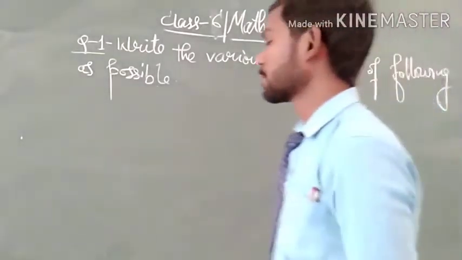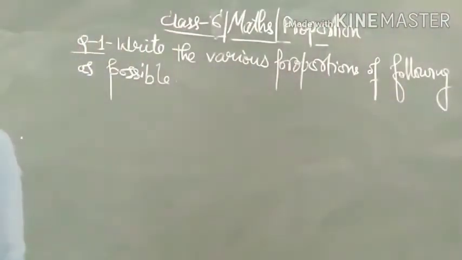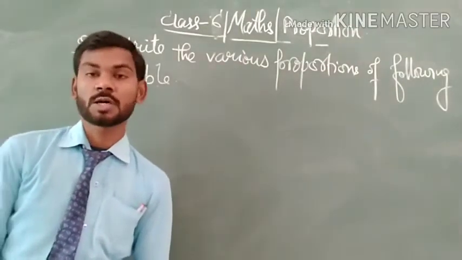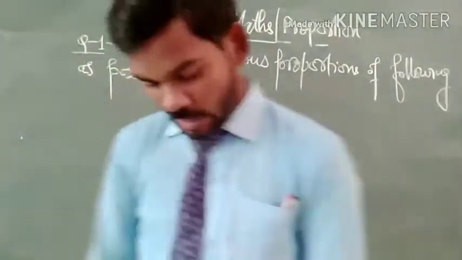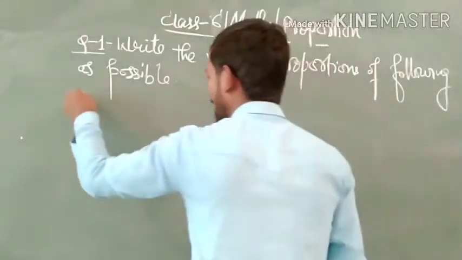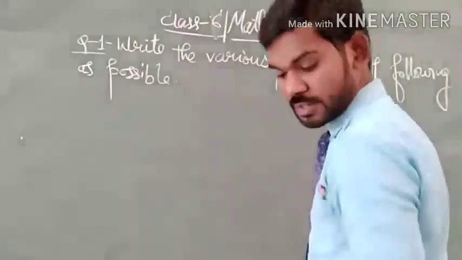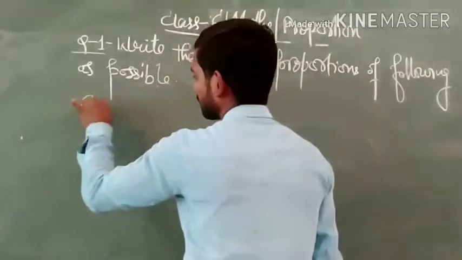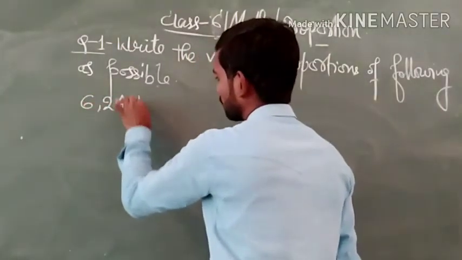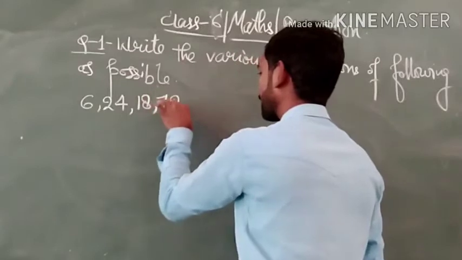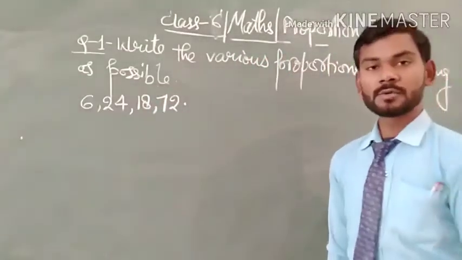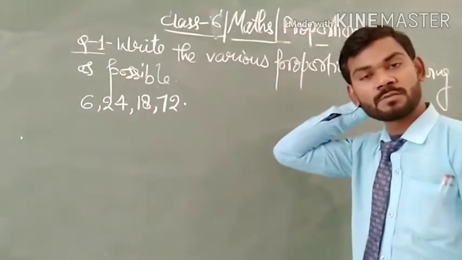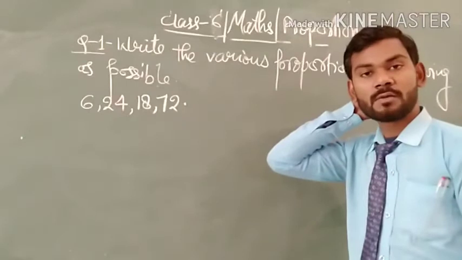Okay, student. This means that we have to find out all possible ways by which we can find out the proportion of the given numbers. The numbers are 6, 24, 18, 72, and we have to find out the possible cases in which we can make it a proportion.